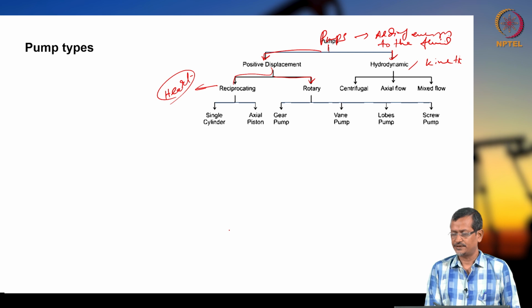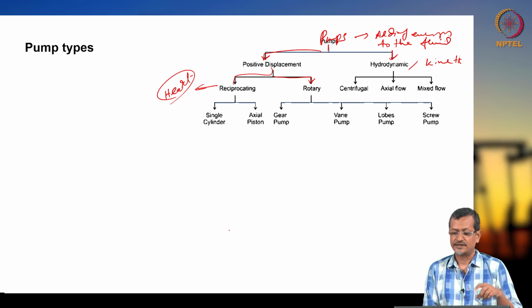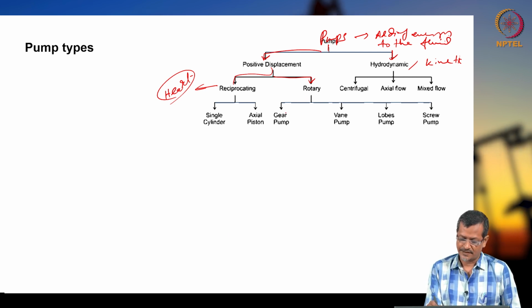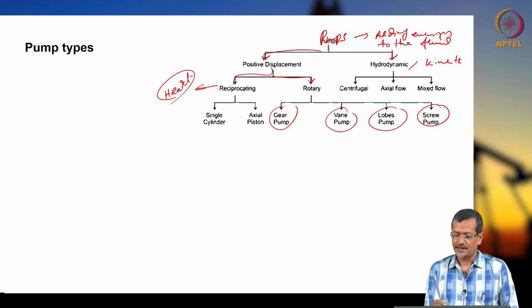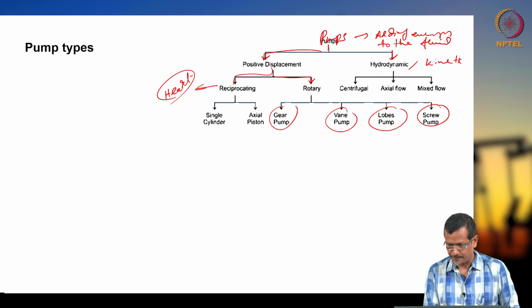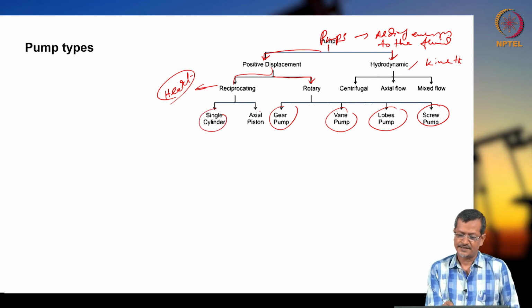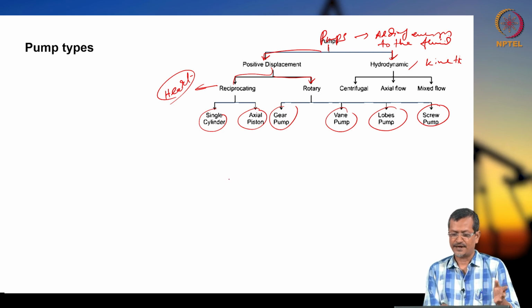The rotary type is like the PCP, the progressive cavity pump, used for artificial lifting applications in the oil and gas industry. This is a rotary type pump. There are several other types also: gear pump, vane pump, lobe pump, screw pump, and many other variations of pumps. Reciprocating pumps can be single cylinder, axial piston, multi-cylinder, simplex, duplex; many types are there.